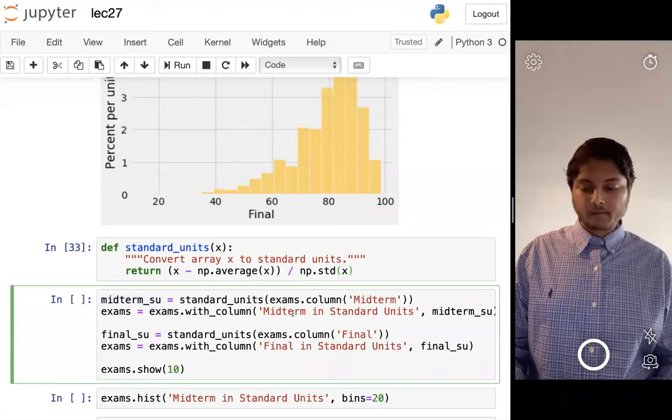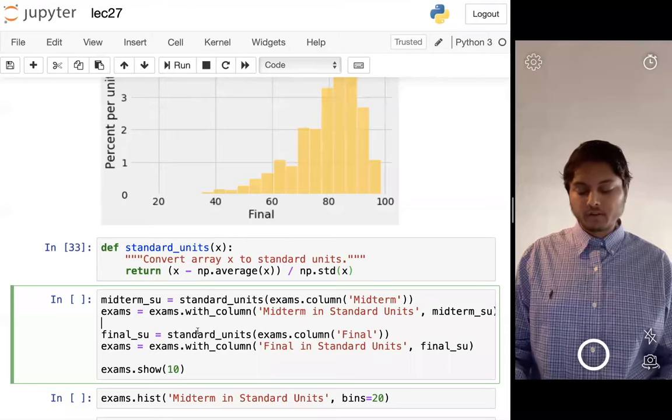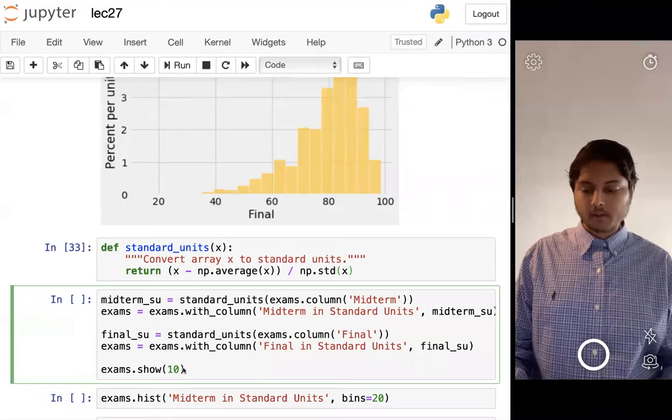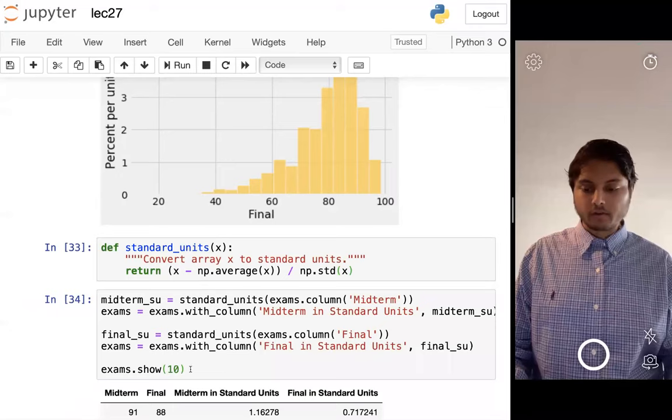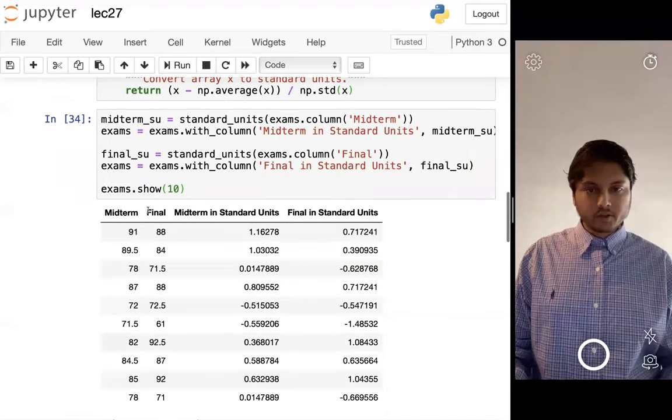So then we'll have the exams table with a column for midterm in standard units. And then similarly, we'll do the same thing with the final. So convert the final scores into standard units and add them to the exams table. And now let's look at the first 10 rows of this table.